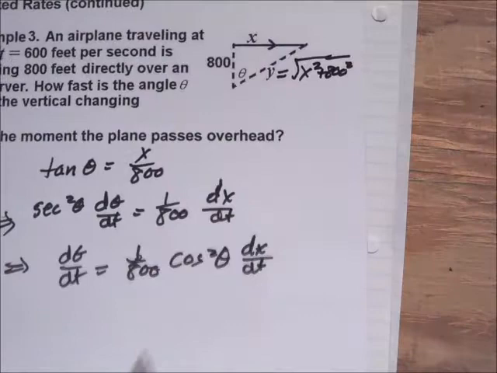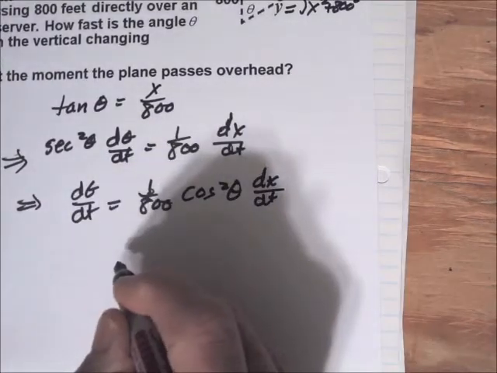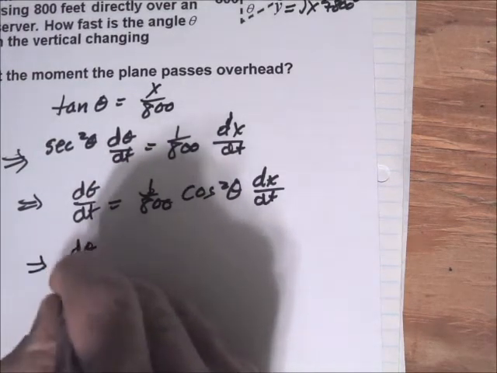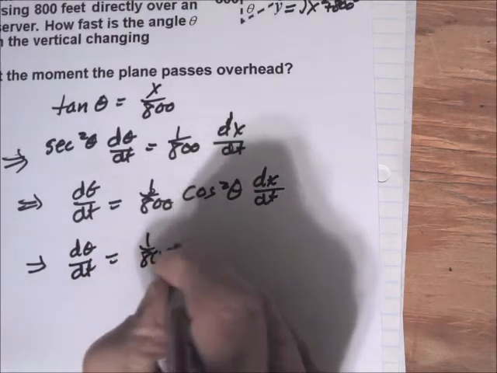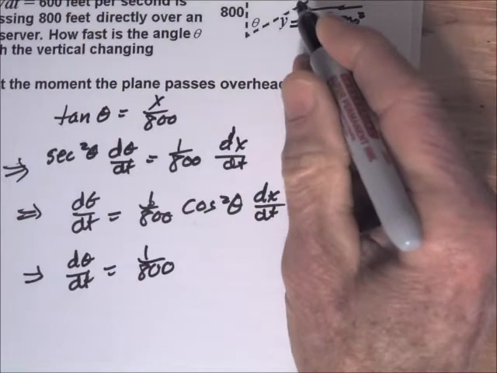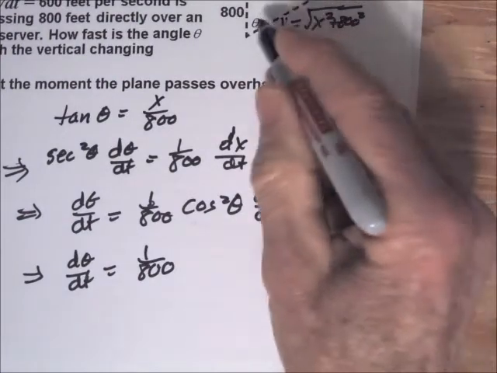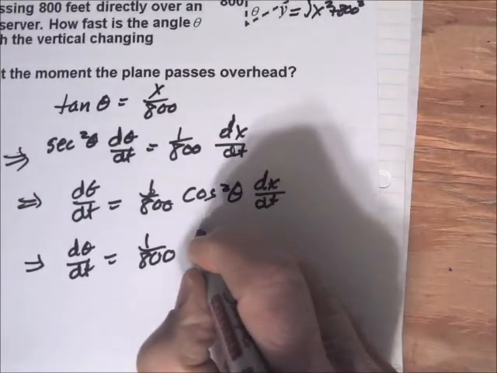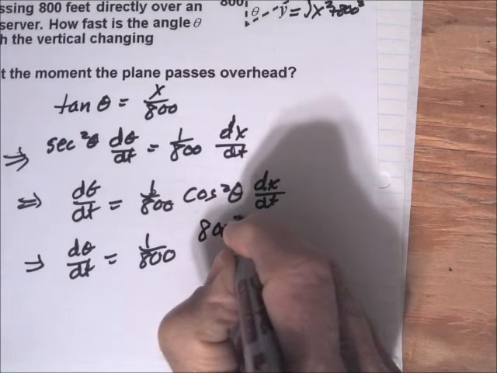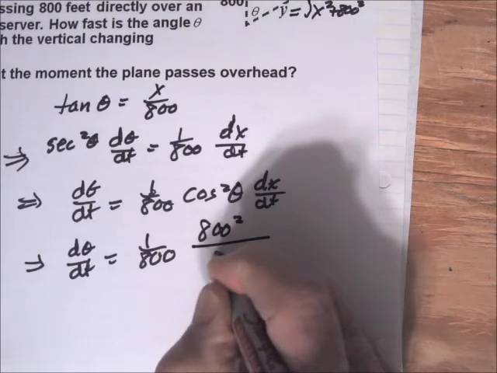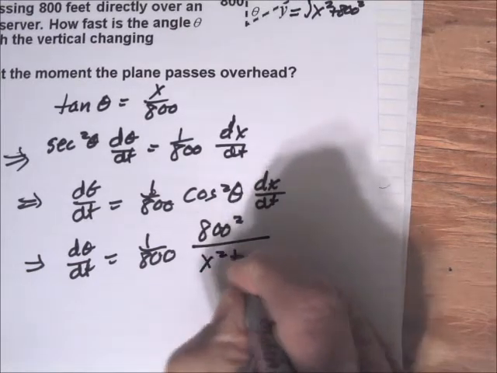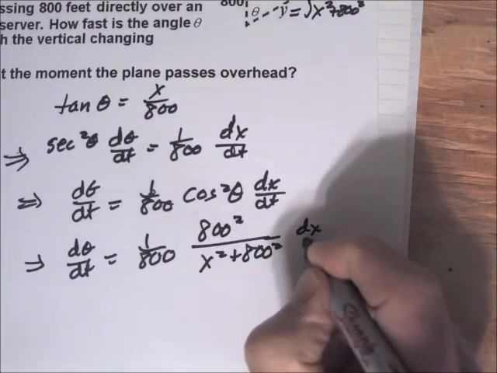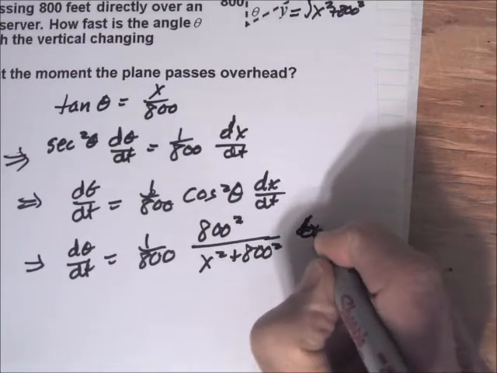Okay, so d theta dt is 1 over 800, and the cosine squared is 800 over the hypotenuse, the adjacent height over the hypotenuse, so it's going to be 800 squared over x squared plus 800 squared, times dx dt. dx dt is 600. So times 600.